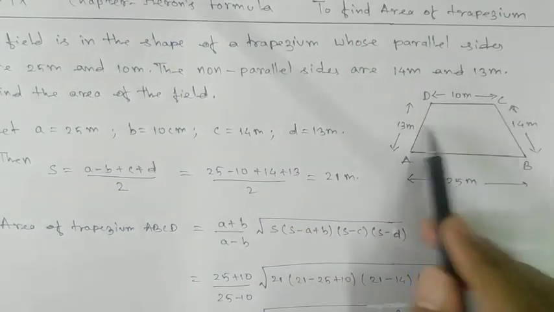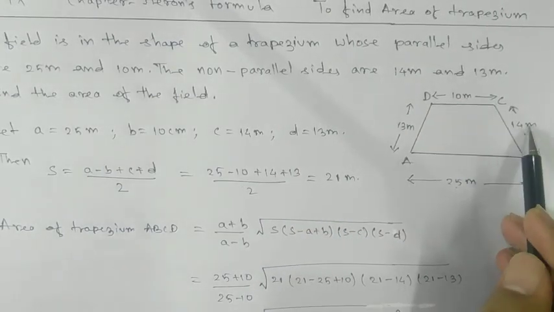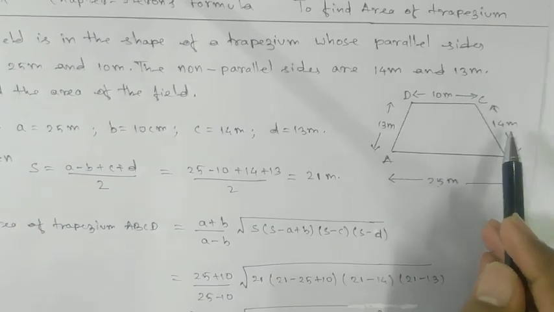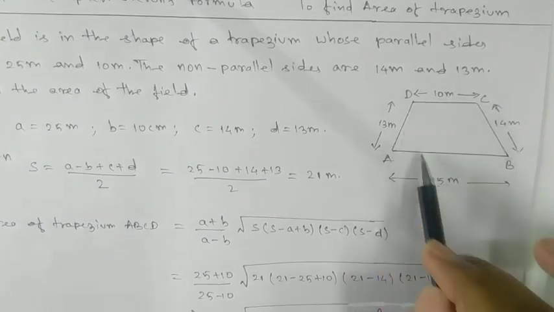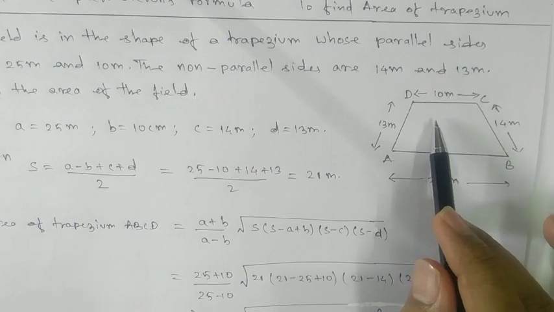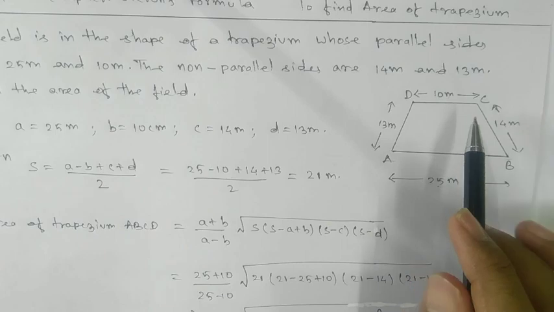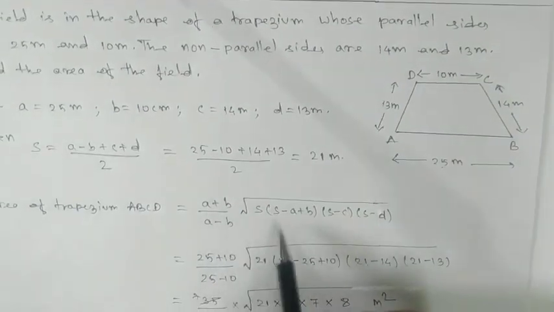So take any one of them. We are taking this one BC as your 14 centimeter. This will be your 13 centimeter. Now we have here 4 sides. See, we don't have height, so we cannot apply here half into sum of parallel side into height formula. So we need to use here area of trapezium. This formula we're going to use.